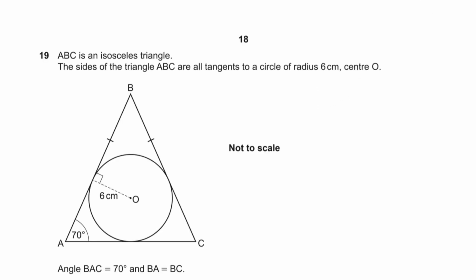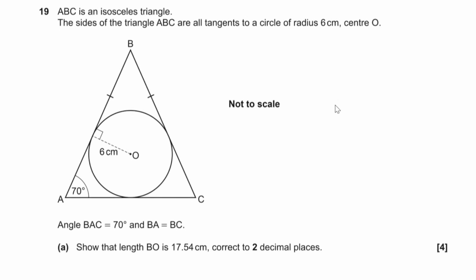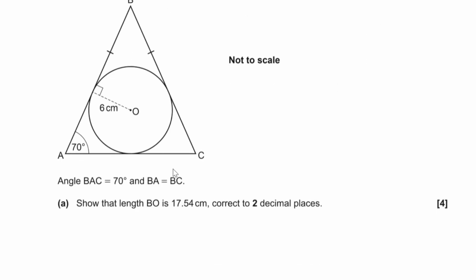Question number 19. ABC is an isosceles triangle. The sides of the triangle ABC are all tangents to a circle of radius 6 centimeters with the center of O. And the angle BAC is 70 degrees and BA equals BC. And we have to show that the length BO is 17.54 centimeters, correct to 2 decimal places.